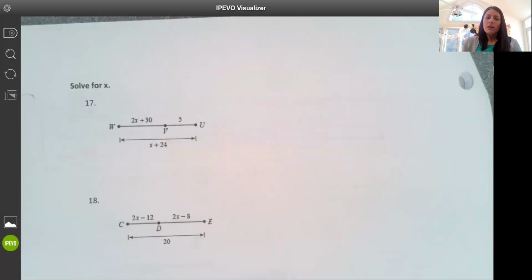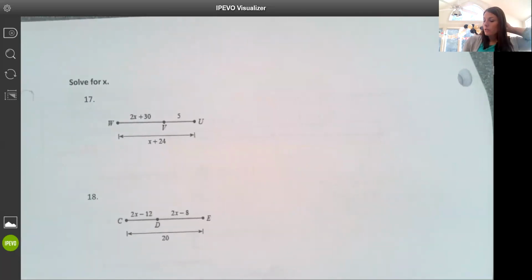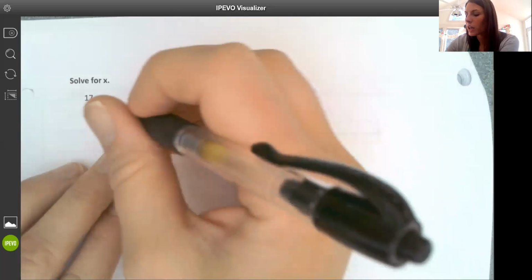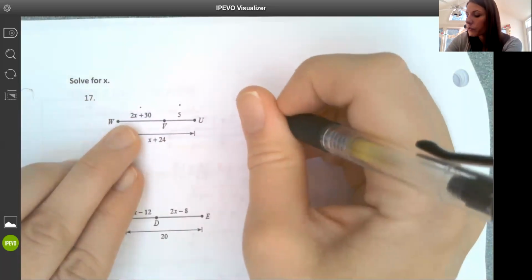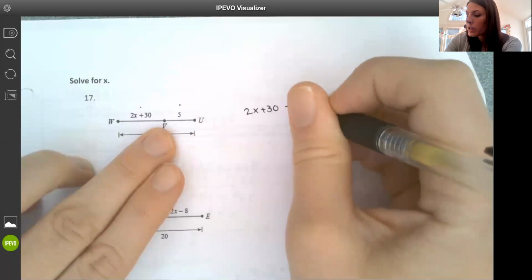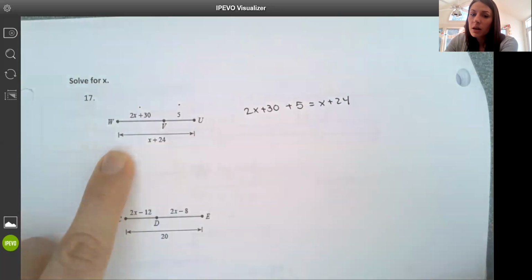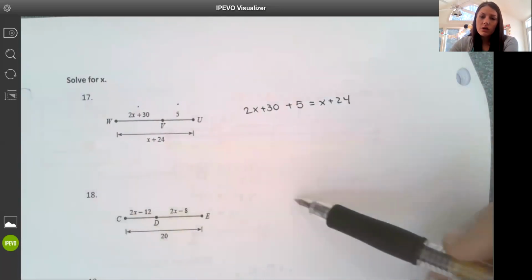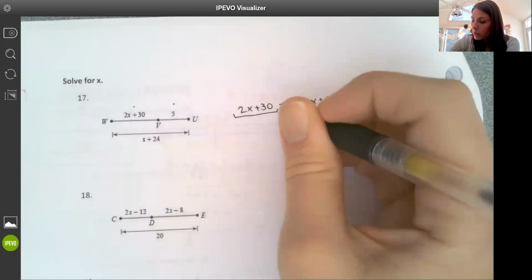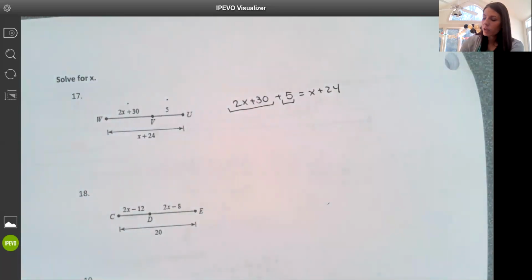Then it goes through a whole lot of segment and angle addition. So what I'm going to do is I'm going to talk about the setup of one of these. And then I'm going to pause the video and get all the answers down, and I'll just kind of talk through them to save us some time. So we've done a whole lot of segment and angle addition. Here we have a segment, right? And I know that this part plus this part, 2x plus 30 plus 5, has to be equal to the whole length of the segment there. And then I would go and solve from there. So that's our setup. That part plus part equals the whole segment.